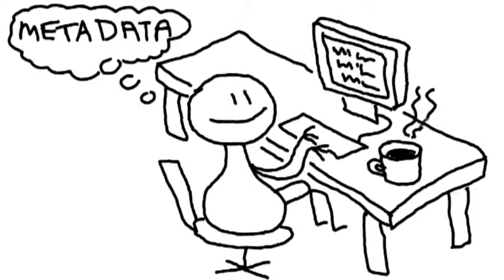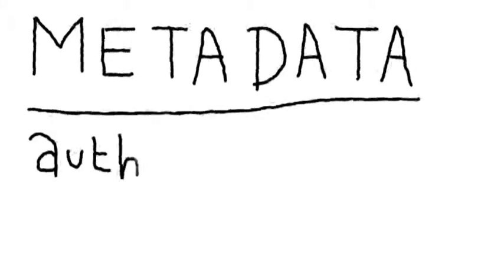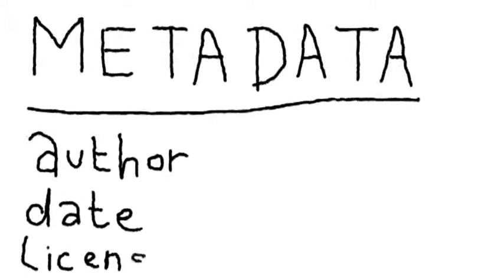Step 6. Create metadata about your OER. The metadata may include information such as the author, the date created, or the license terms.